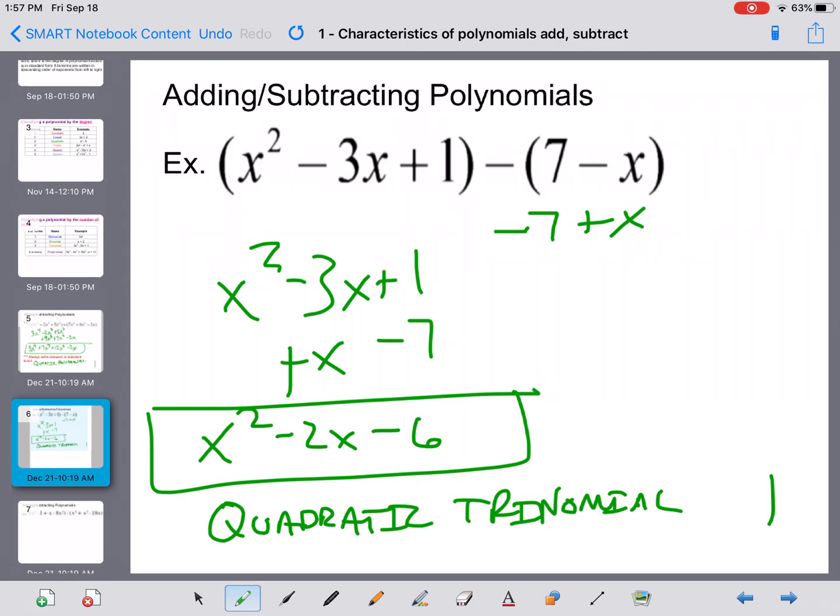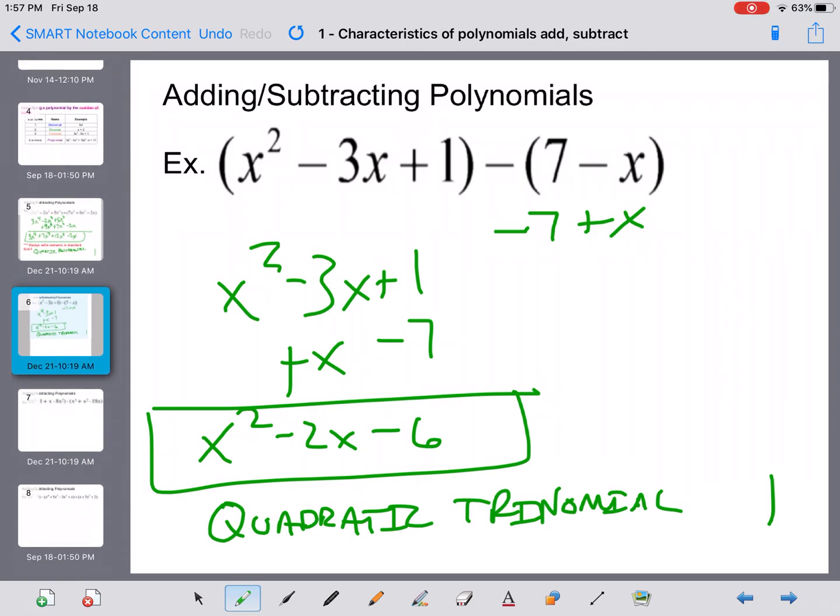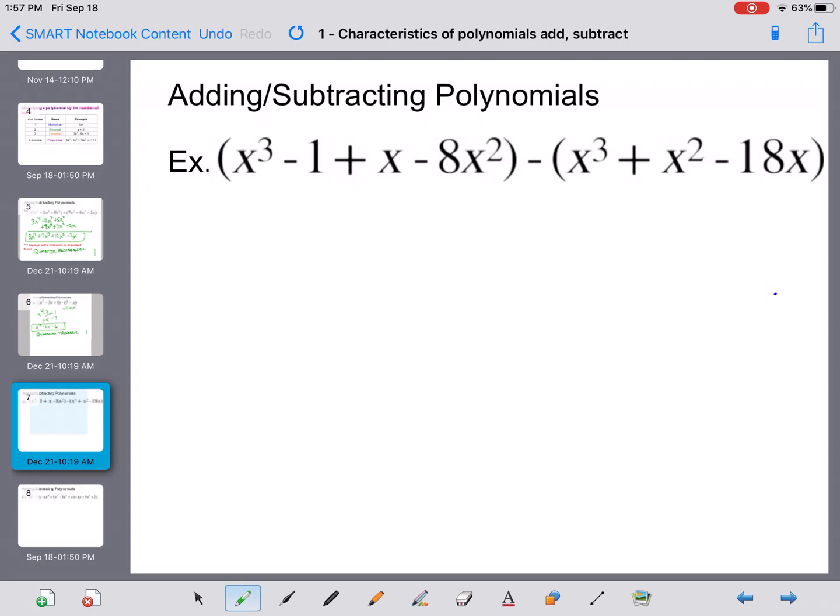Moving on to the next one, we have another addition problem. So just a few more terms. I'm sorry, we have a subtraction problem. So I always like to rewrite this. So we're going to distribute this to be minus x to the third minus x squared plus 18x. You don't have to take that step, but I think it's just a little bit easier to keep things organized first.